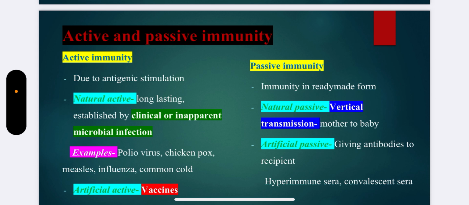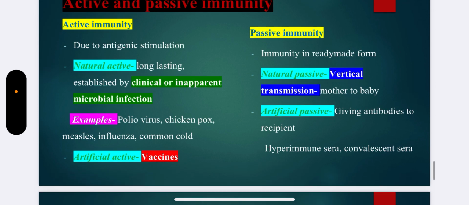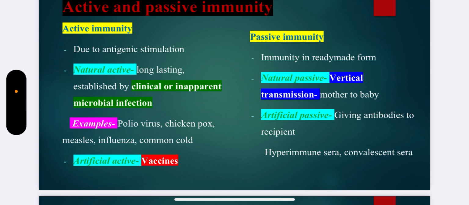Then we'll talk about passive immunity. Passive immunity is transmitted to a person in the ready-made form. So preformed antibodies are given to the subject who has been exposed to an infectious agent. Now it is of two types: natural passive immunity and artificial passive immunity. Natural passive is vertical transmission of resistance from mother to the baby. Colostrum is rich in IgA antibody, and the fetus starts developing antibody IgM at around the 20th week of gestation, but these are not immunologically active at the time of birth.